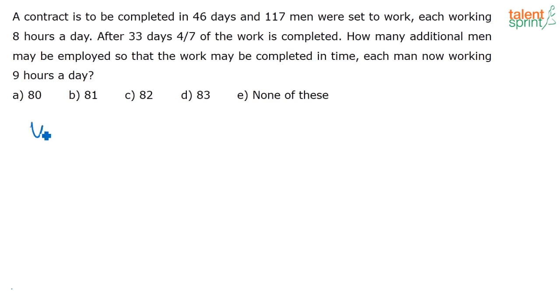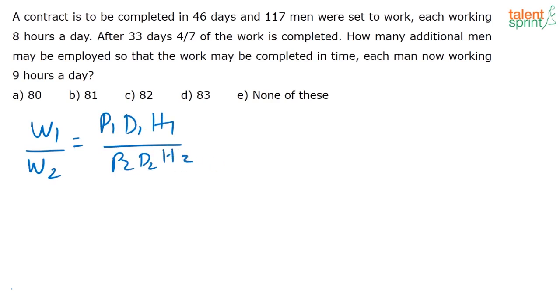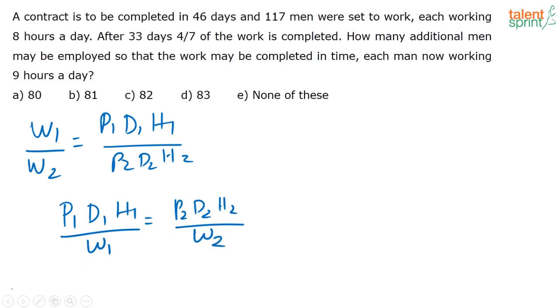See, for all these questions, it is going to be the same formula that we use, that is W1 by W2 equal to P1 D1 H1 by P2 D2 H2. Actually you can rephrase this also and write it like this if required according to the question: P1 D1 H1 by W1 is equal to P2 D2 H2 by W2. In some books they use M here instead of P. You are free to use whatever you want, but always stick to one symbol. If you are using P for persons, use P, else use M.